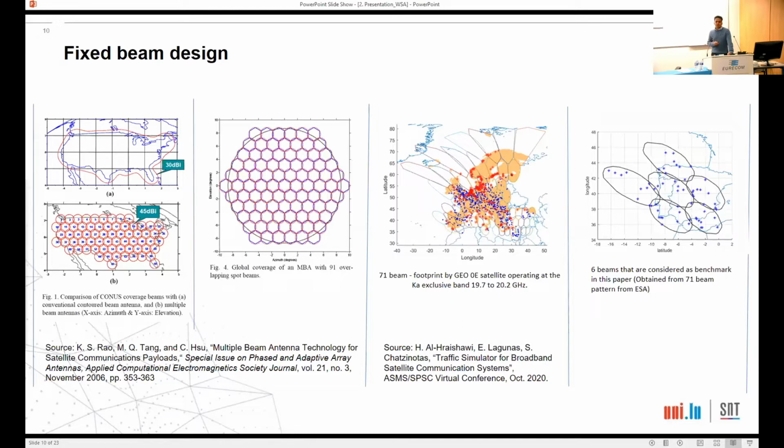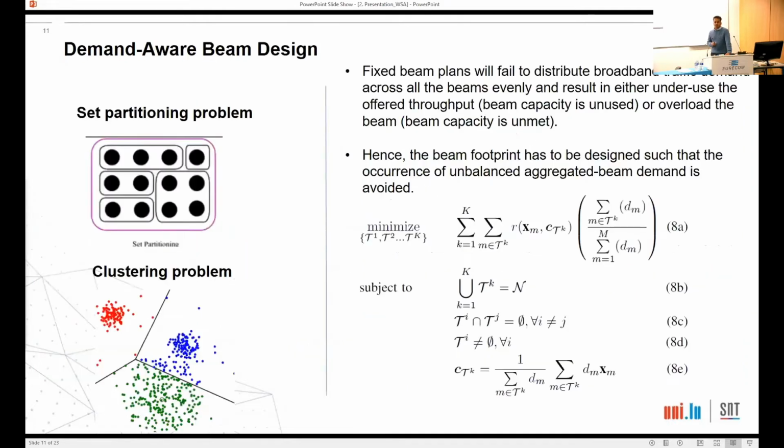It's an ESA-provided 71-beam footprint. The beams look quite weird because of the curvature of the Earth. You can imagine if a beam is being projected on a globe, how the distortion happens. So for this paper, what we consider is the 6 beams which we take from that 71-beam pattern. You can see these 6 beam patterns are fixed, and the blue dots you see are the users, and these users are highly mobile. So this is basically a fixed beam design.